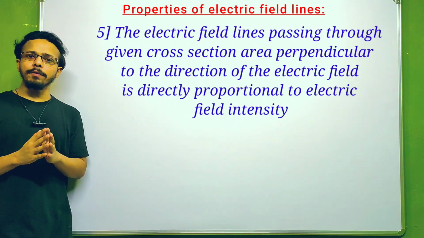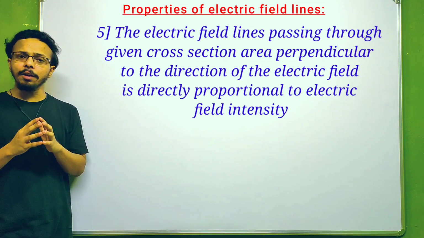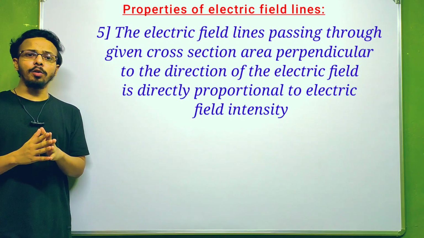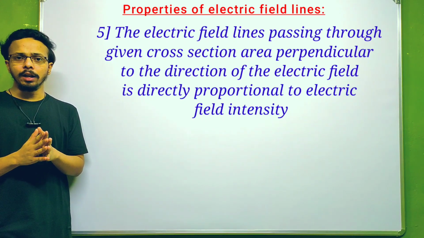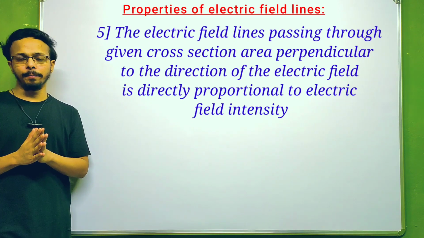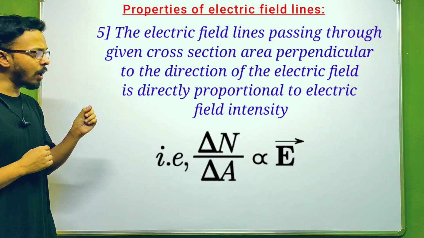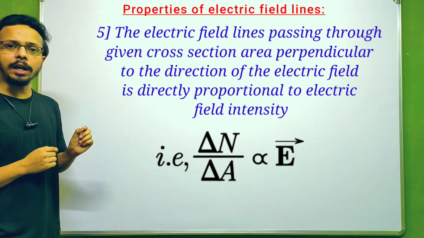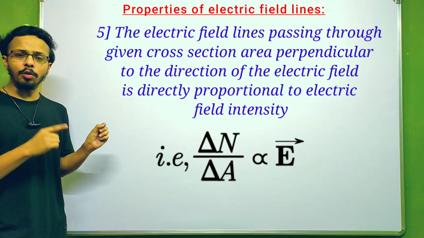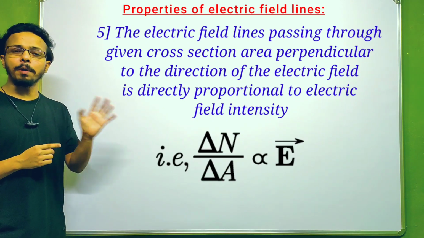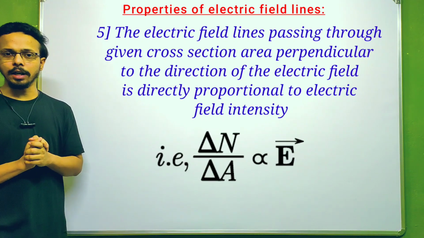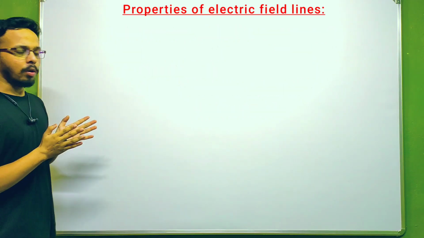And the next property is that the number of electric field lines per unit cross-section area perpendicular to the direction of the electric field is always proportional to the strength of the electric field. So you have to understand this. Okay, now the next property.